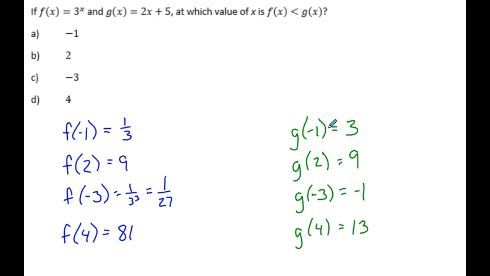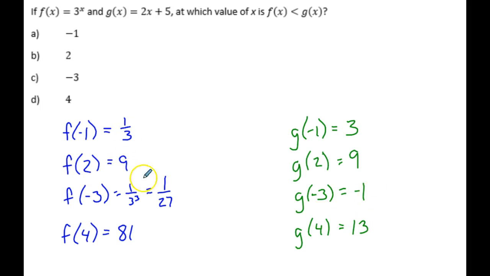Now we plug in these values to g of x. 2 times negative 1 is negative 2, plus 5 gives us 3. 2 times 2 is 4, plus 5 is 9. Negative 3 times 2 is negative 6, plus 5 is negative 1. And then 4 times 2 is 8, and 8 plus 5 is 13.